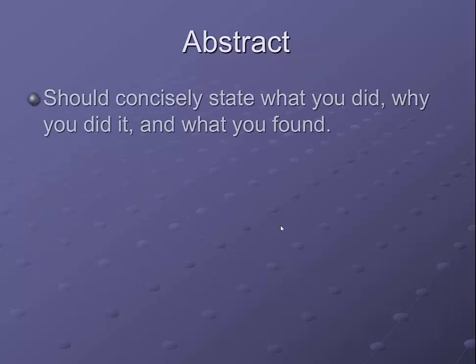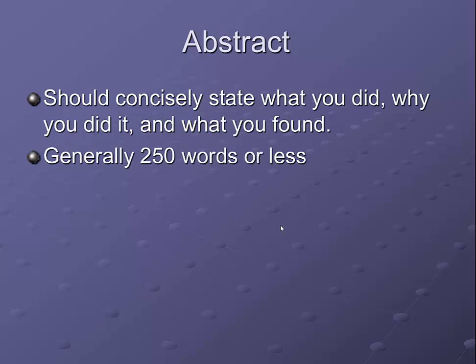The next section is the abstract, and the abstract is a summary of what you did, why you did it, and what you found. It's generally 250 words or less, and you'll see in the journal articles that you read, it should provide an overall summary of what you found.